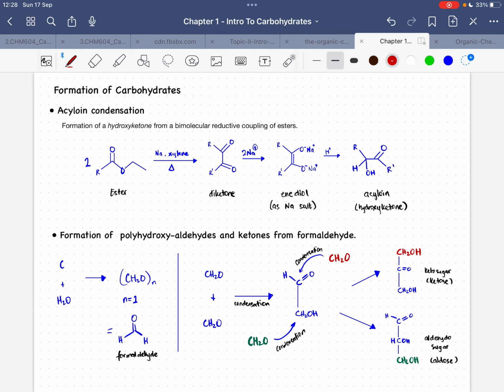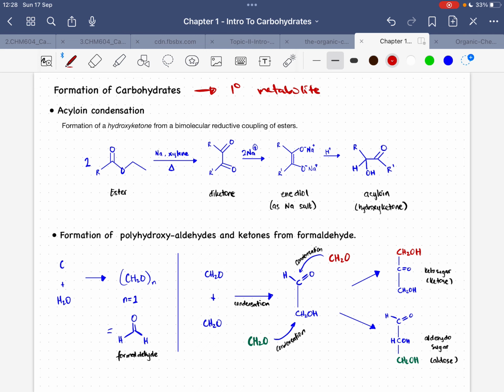So, how are carbohydrates formed? Actually, carbohydrate is a primary metabolite. It is synthesized naturally by nature, even in plants, bacteria, and all living things. Okay? Except humans. We cannot produce our own carbohydrates, so we need to take them in. And the formation of carbohydrates mechanistically is the same as the mechanism of what we call the acyloin condensation.